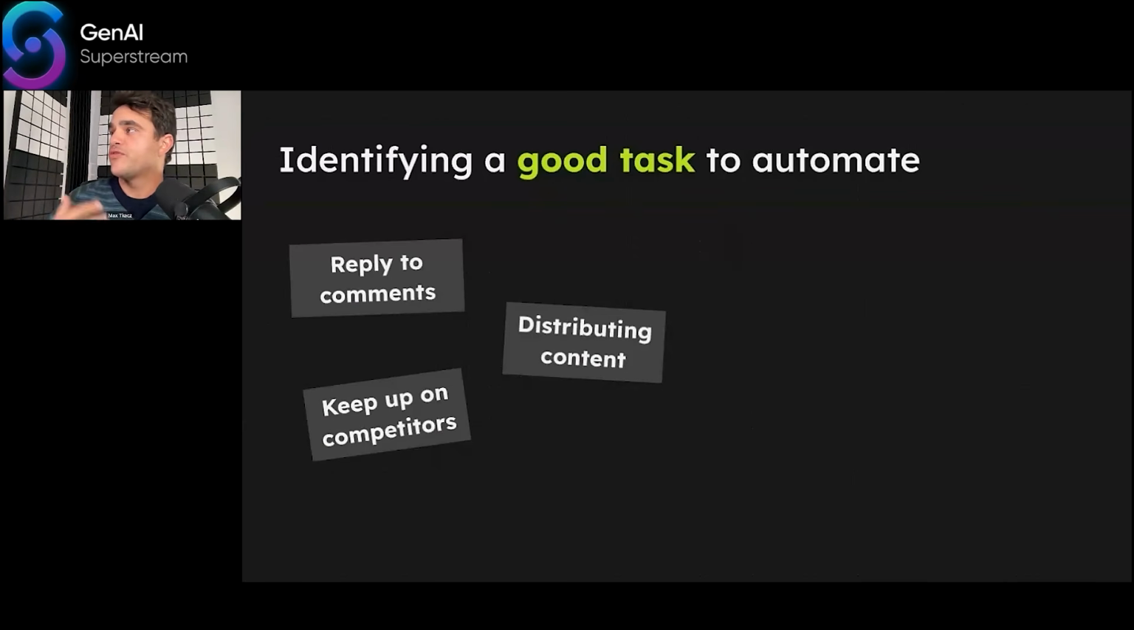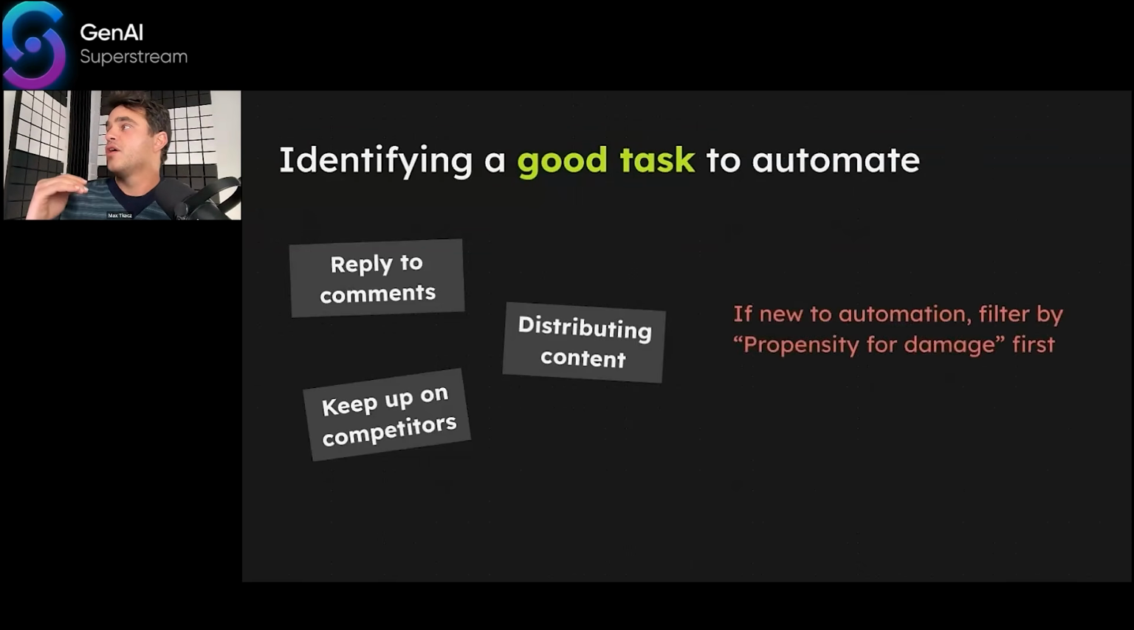So here I've got three different examples. I want to reply to comments that are coming from all the different channels, from people writing on my content, for example. It could be from internals as well, right? I want to keep up on competitors. We've got great competitors like Zapier and Make doing stuff all the time. I want to keep up on the kinds of things that they're doing. And I might want to also distribute content. As a staff dev rel, that's a lot of my job right now.